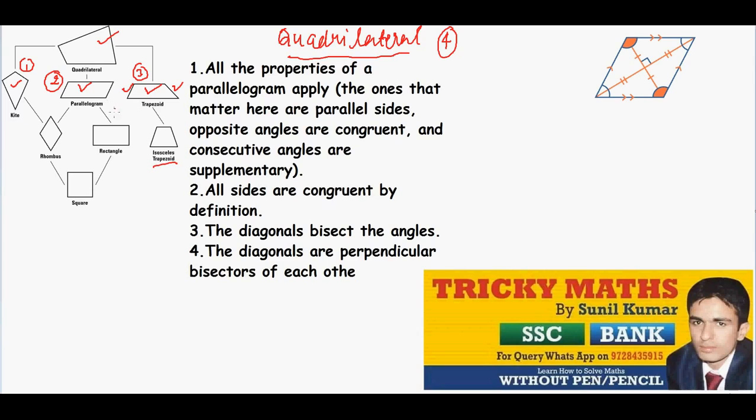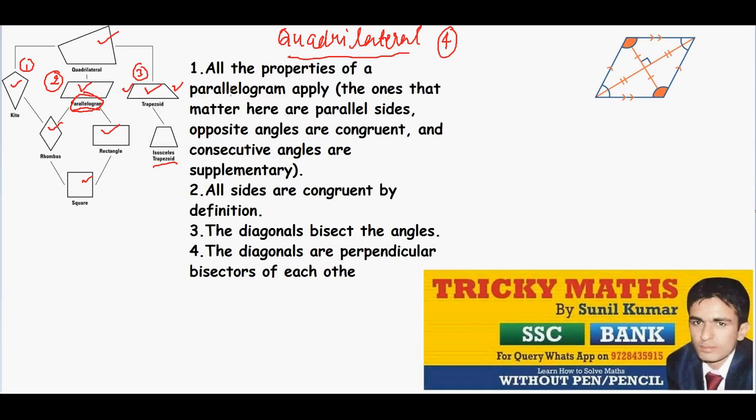But in parallelogram, we have three figures: rhombus, rectangle and square. These all three must be parallelograms. But a parallelogram need not be a rhombus, rectangle and square at the same time. Okay, first we need to know the parallelogram and its properties.